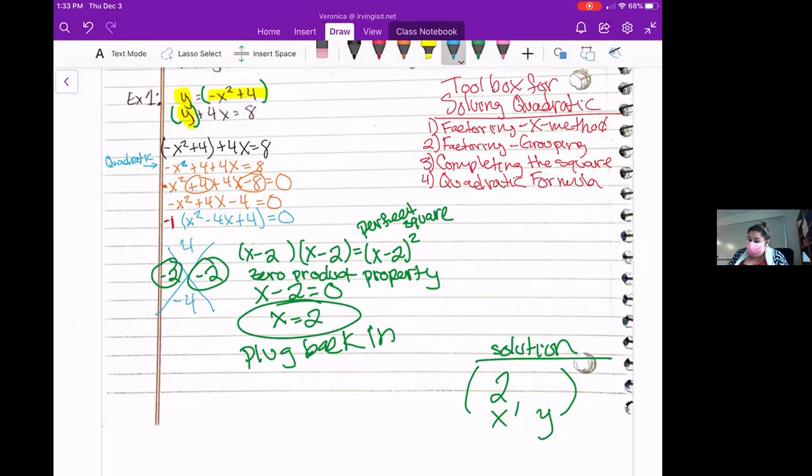So I'm going to grab y plus 4x equals 8, and I'm going to plug this 2 inside. So we're going to end up with 4 times 2 is 8. So we have y plus 8 equals 8. Subtract 8 from both sides, so you're going to end up with y equals 0. So what does that tell me? The other half of my solution is 0.